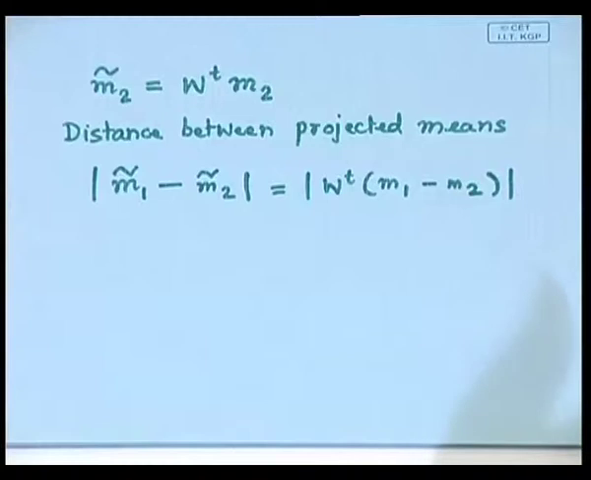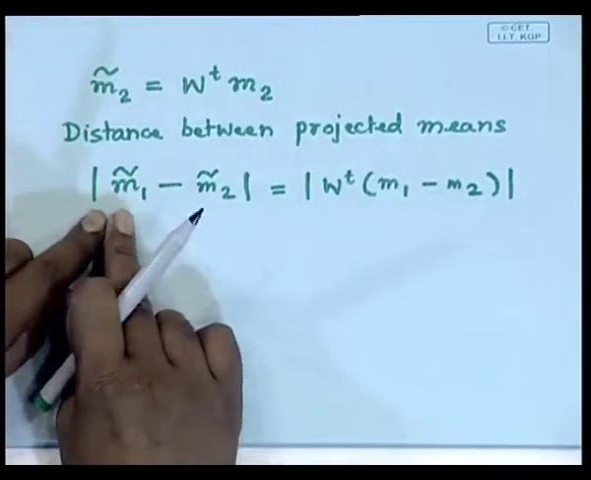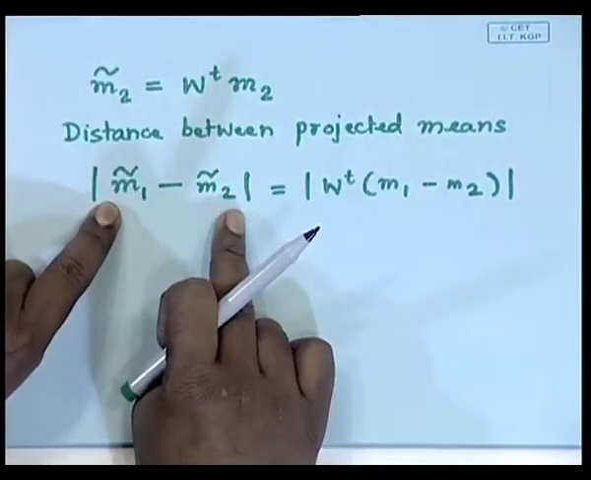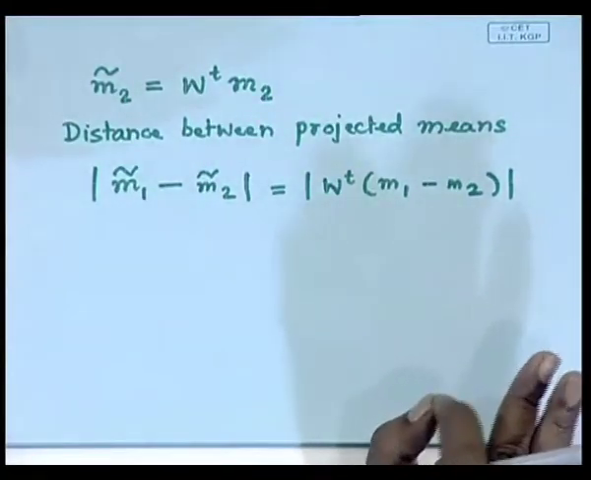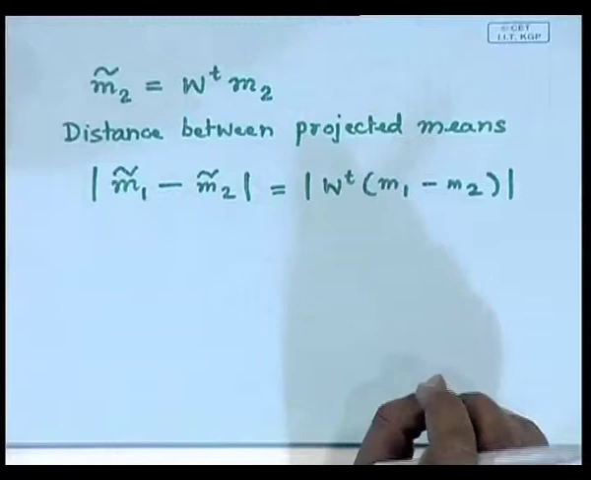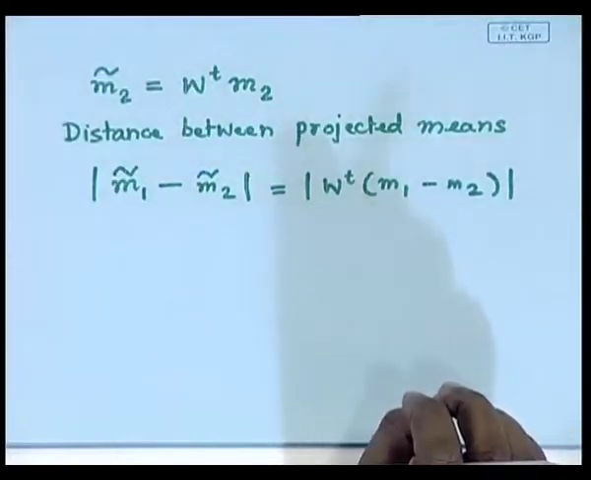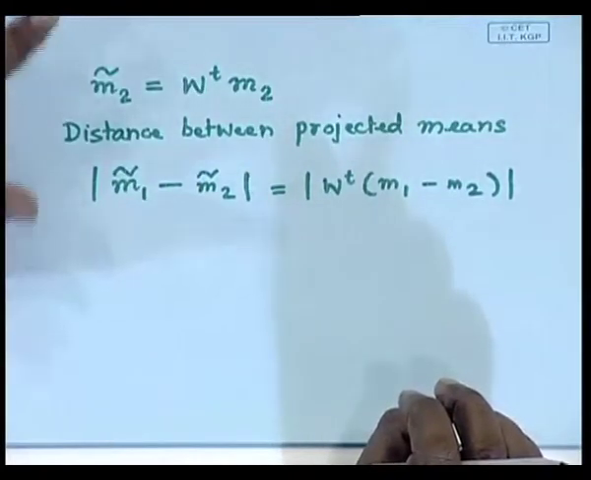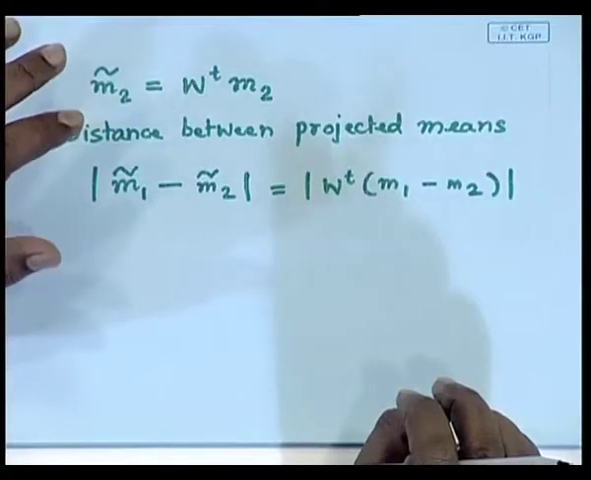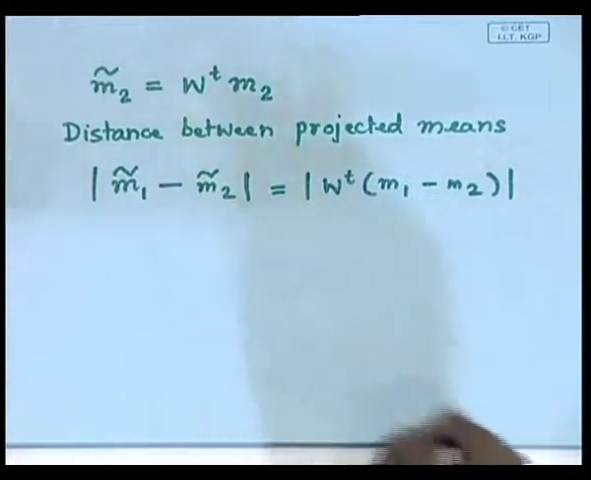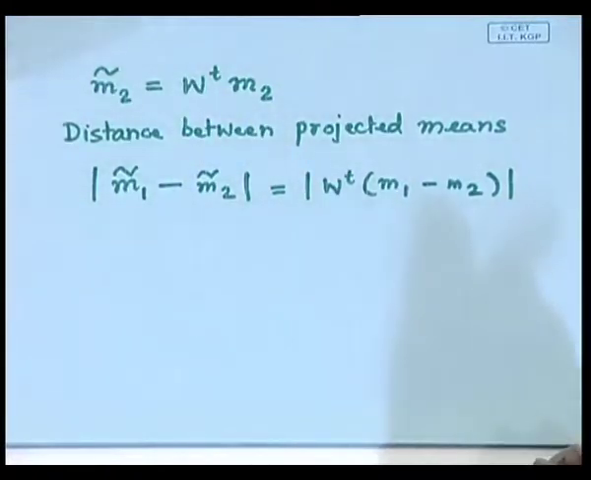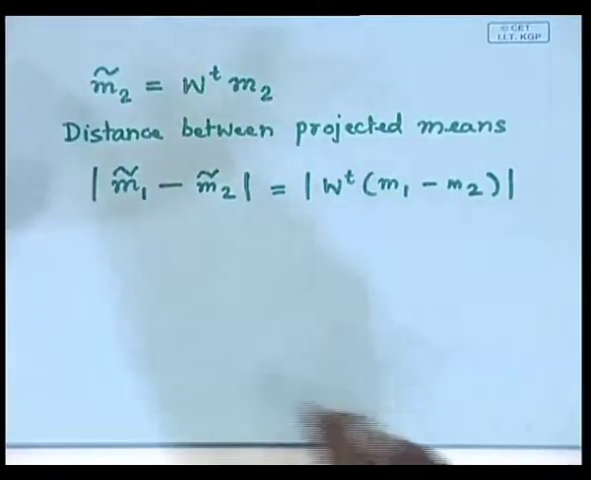Obviously, that is not justified or not very logical, because how much difference between M 1 tilde and M 2 tilde I need for good classification depends upon the variance of the samples within set D 1 and the variance of samples within set D 2. This variance will indicate what should be the difference between M 1 tilde and M 2 tilde. The reason is very simple.